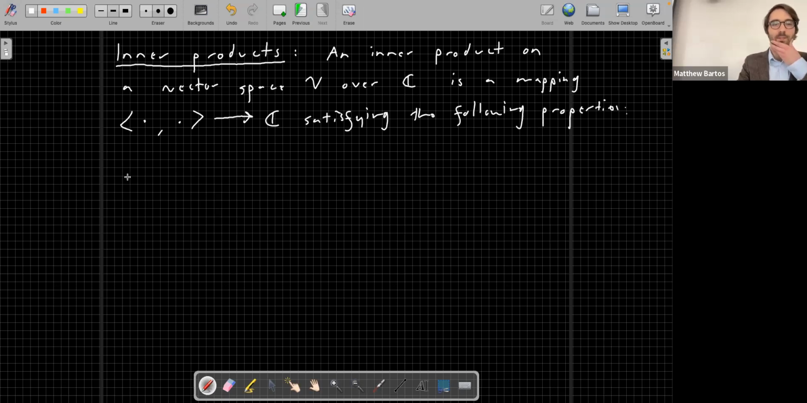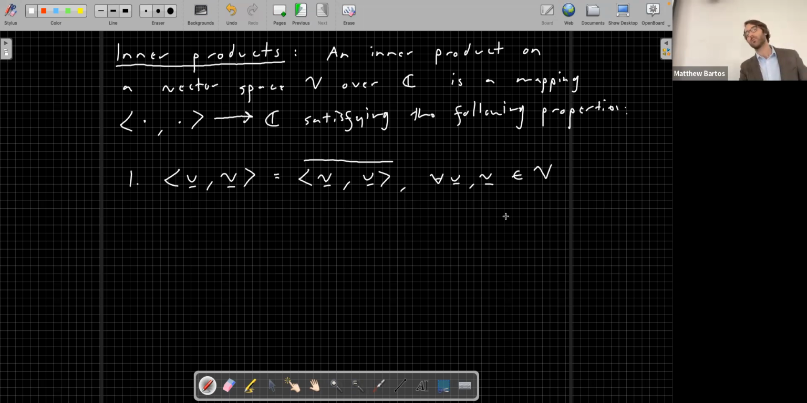Okay, so just as before, we have to have 4 different properties for it to be a valid inner product. The first is that if you have 2 vectors, u and v, and you take their inner product, this has to be equal to the conjugate of the inner product of v with u, for all u and v in our vector space. Note that if we're in the real numbers, this just means that they are symmetric, that the inner product of u with v is the same as the inner product of v with u.